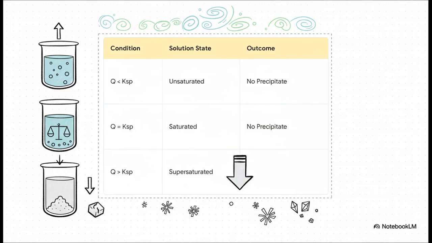And this table right here, it lays out the entire game plan. It's so simple. If Q is less than KSP, no problem. The solution is unsaturated and can hold more. If Q is exactly equal to KSP, it's perfectly saturated, you're right on the edge, but still no solid. But that one moment, the instant Q becomes greater than KSP, that's our tipping point.